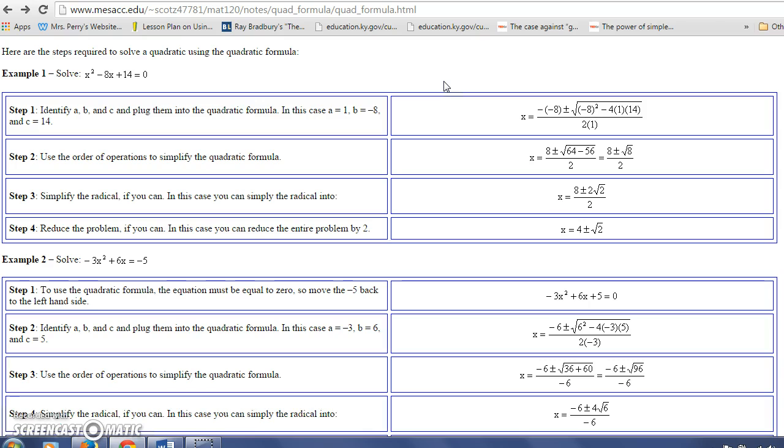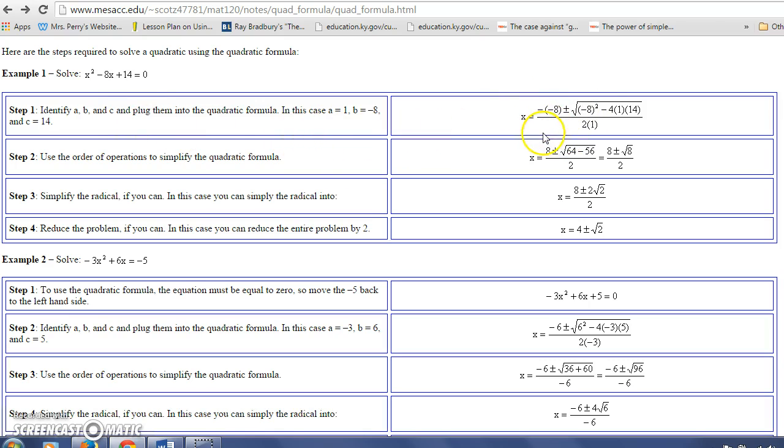All right, so we're going to learn about the quadratic formula today. And the first thing we want to do is look at the problem we want to solve for. So we have x squared minus 8x plus 14 equals 0. So the first thing we need to do is identify a, b, and c and plug them into the quadratic formula. In this case, a equals 1, b equals -8, and c equals 14.